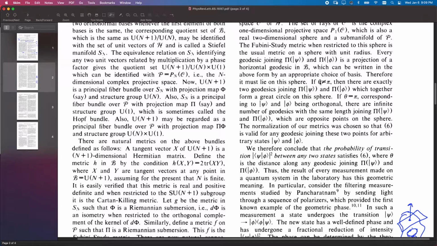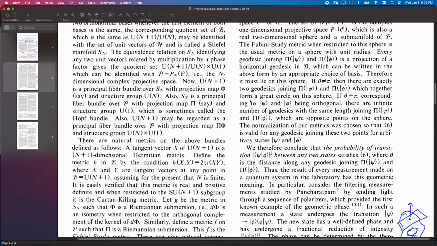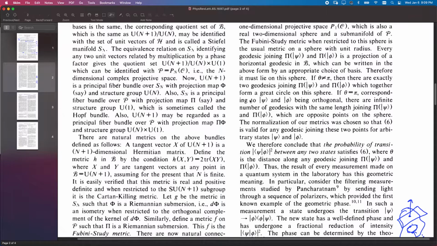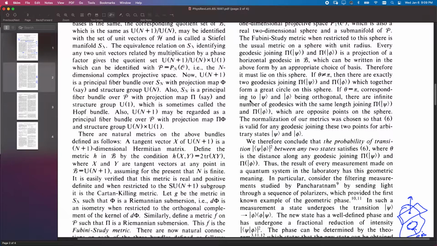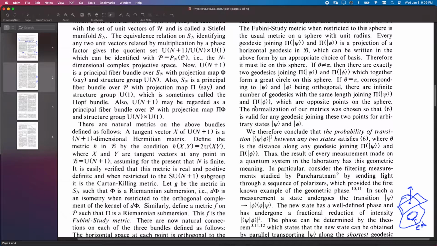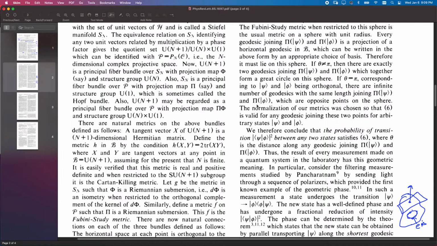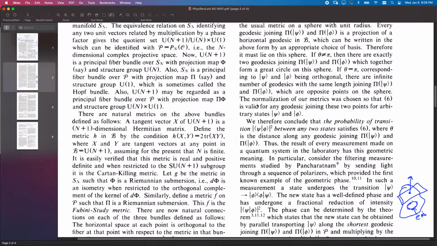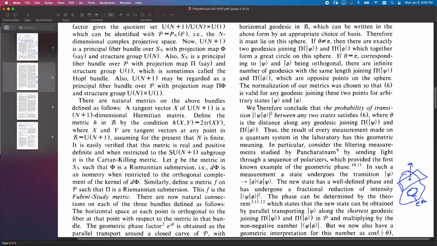If theta does not equal pi, then there are exactly two geodesics joining these two points, which together form a great circle on the sphere. If theta is equal to pi, corresponding to psi and phi being orthogonal, there are an infinite number of geodesics with the same length joining these two points, which are opposite points on the sphere. The normalization of our metrics was chosen so that equation 6 is valid for any geodesic joining these two points for arbitrary states psi and phi.